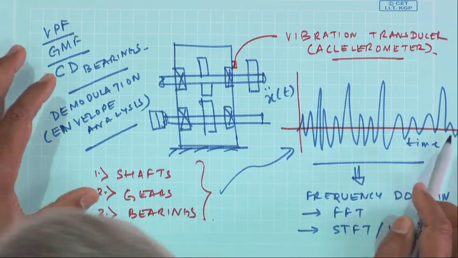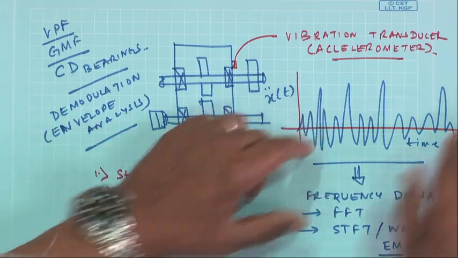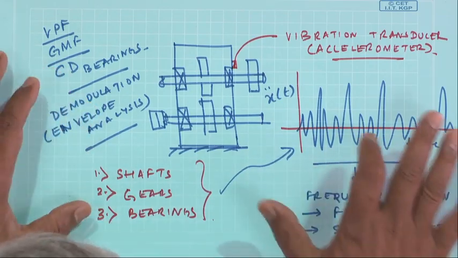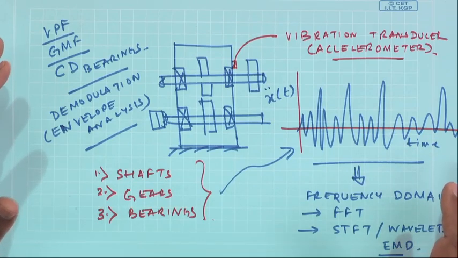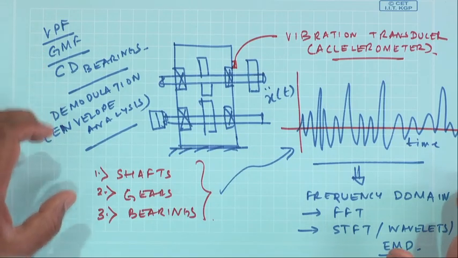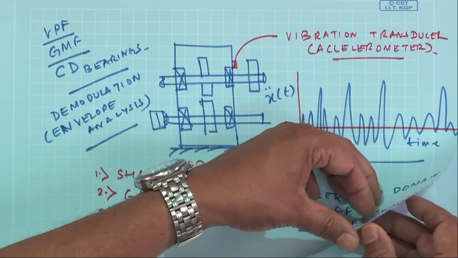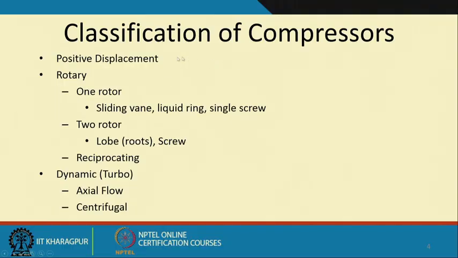So, I am giving you an example. If you go to an industry to monitor the vibrations of any machinery, you will get a signature like this. So, you have to use your techniques of signal processing, be it FFT or STFT or EMD or wavelets, find out the appropriate characteristic frequencies, and then only monitor the amplitude at these characteristic frequencies and find out what the fault is. So, just for the sake of completion, classification of compressors, you will have positive displacement or the rotary compressors like the one rotor, two rotors, and the turbo compressors like the axial flow or the centrifugal flow.